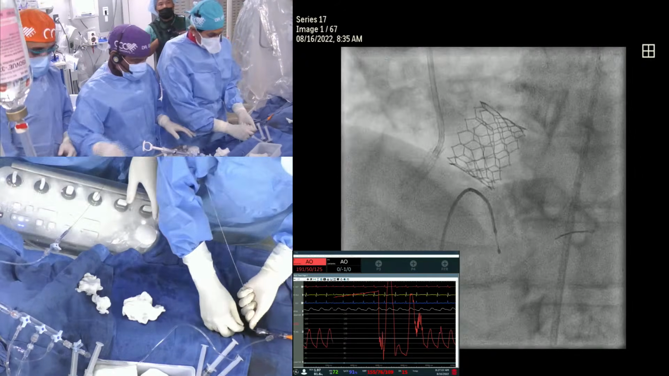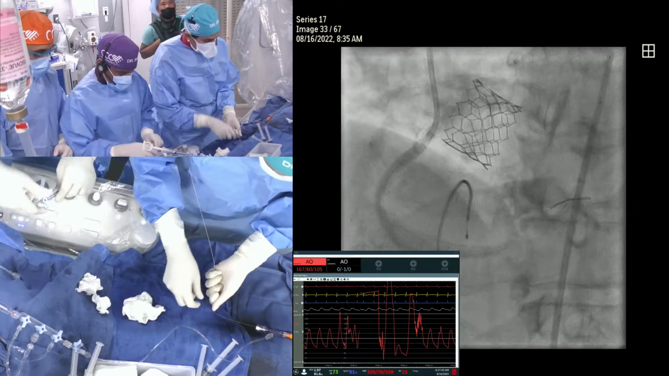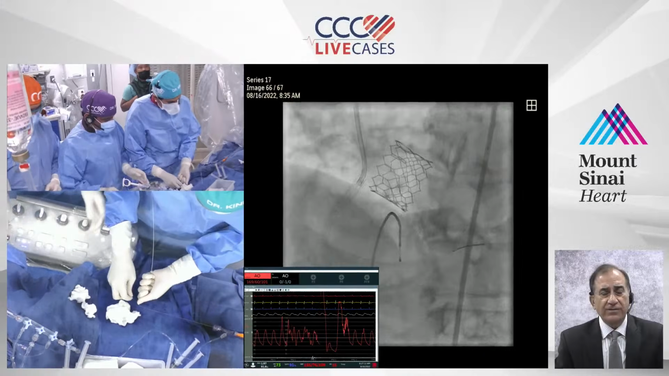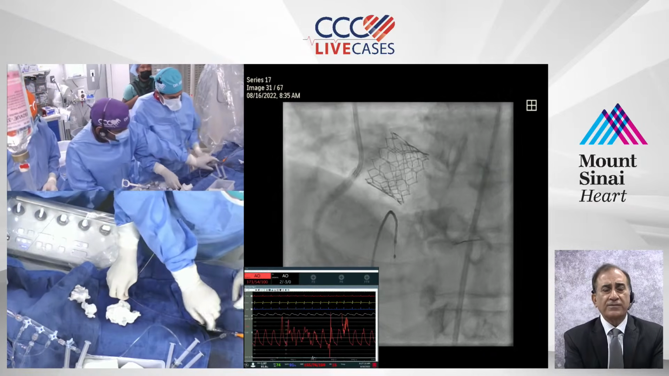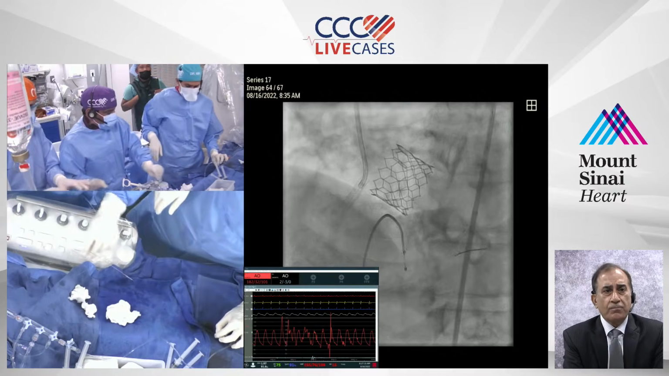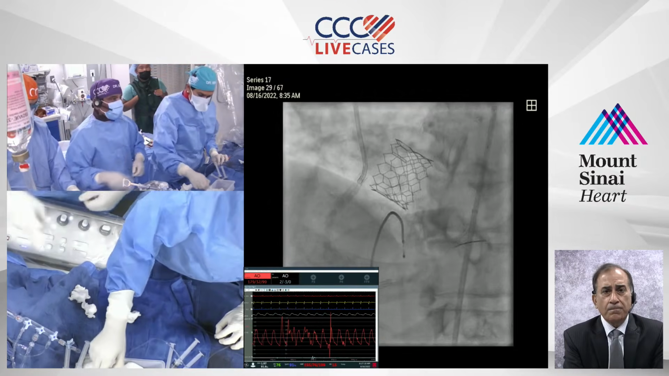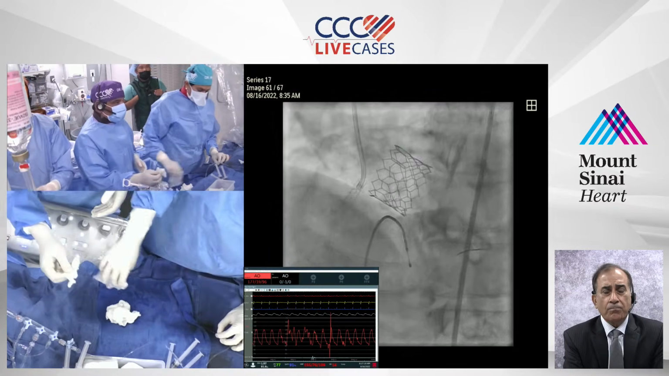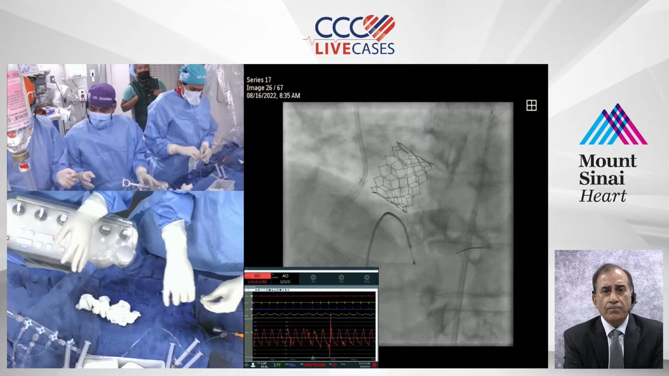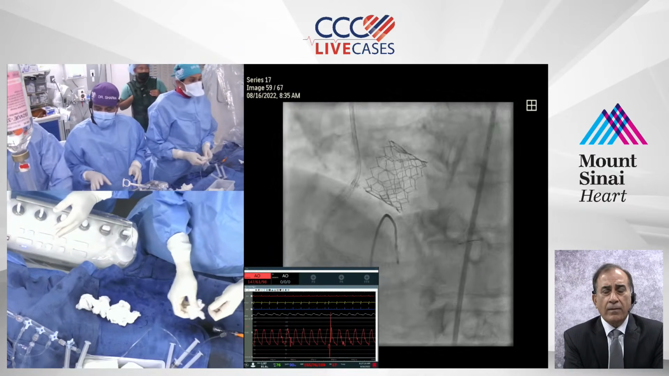So this 4.5 at 20 atmospheres is almost 4.7. Yeah, but again, the question is if I need to post dilate, we go with a 4.5. Do you want to post dilate now or do you want to do the OCT first? Post dilate first, and then do the OCT. Yeah. No, do the 4.5 balloon, please.